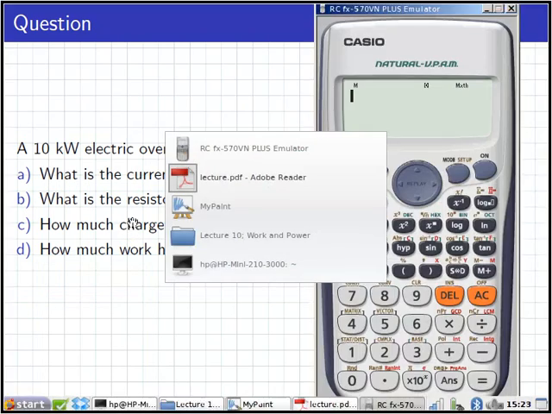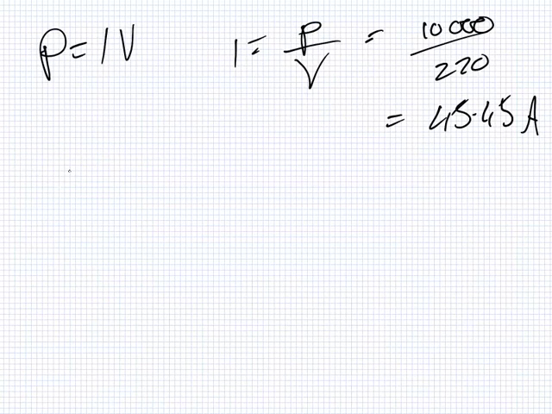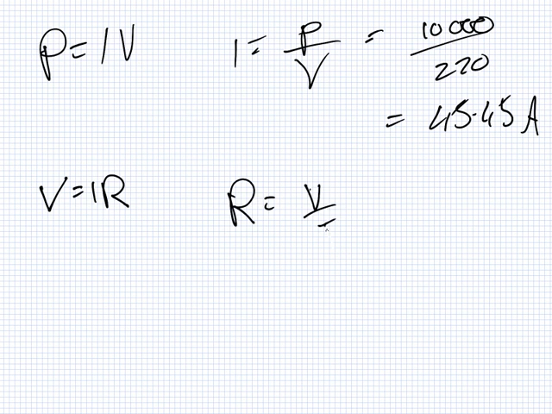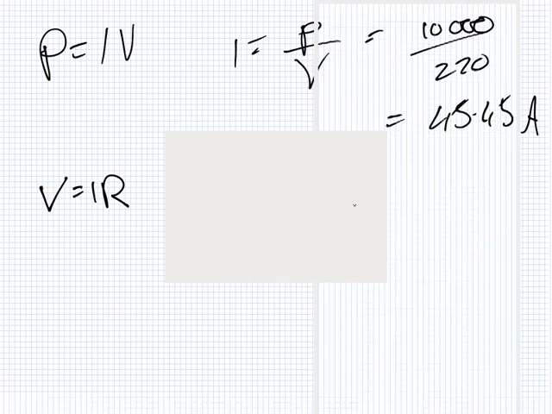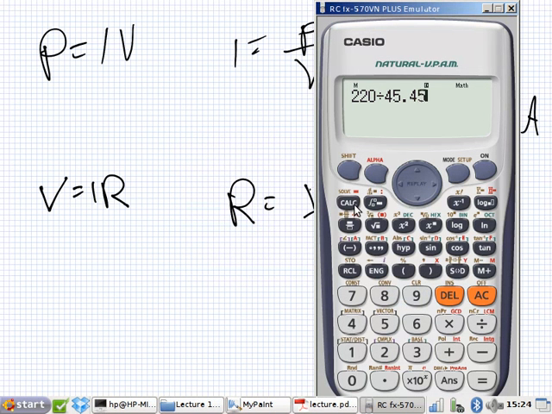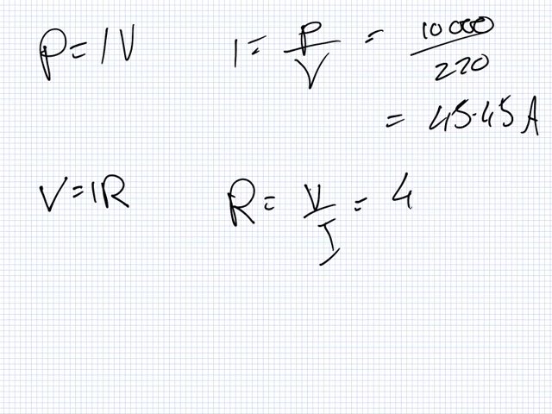Okay, what formula can give me that? V equals IR, isn't it? So R equals V over I. So that's 220 over 45.45, which is 4.84.